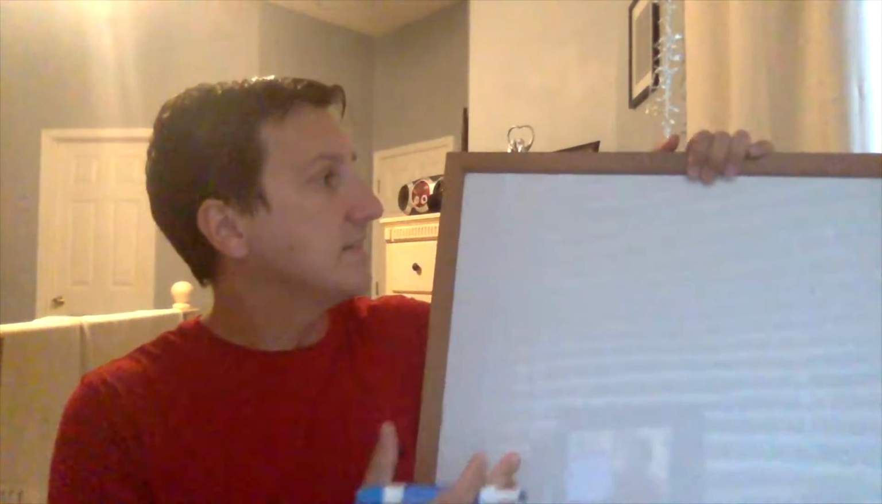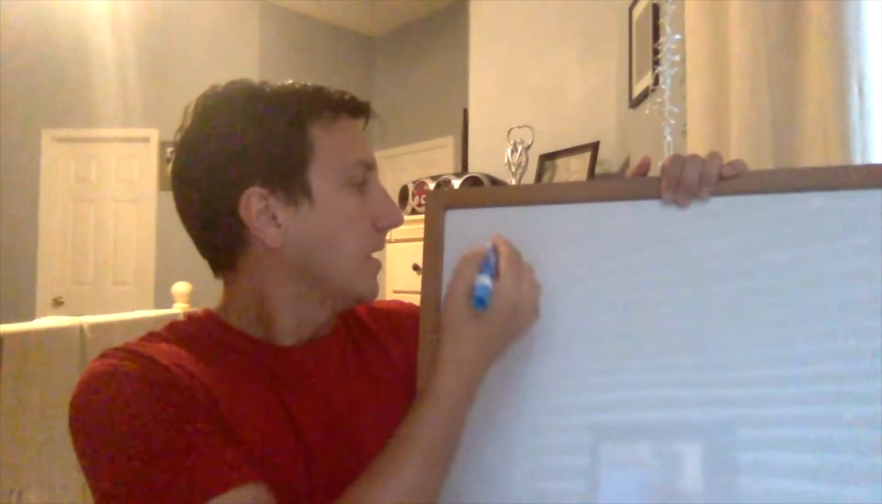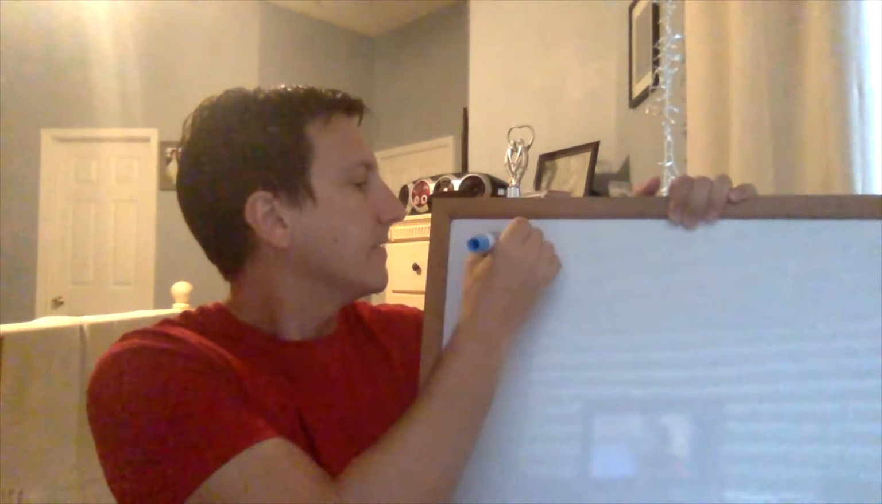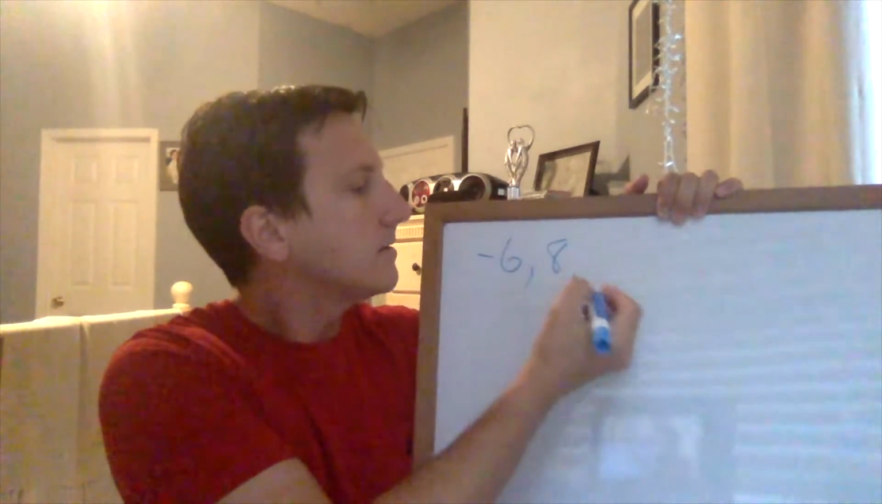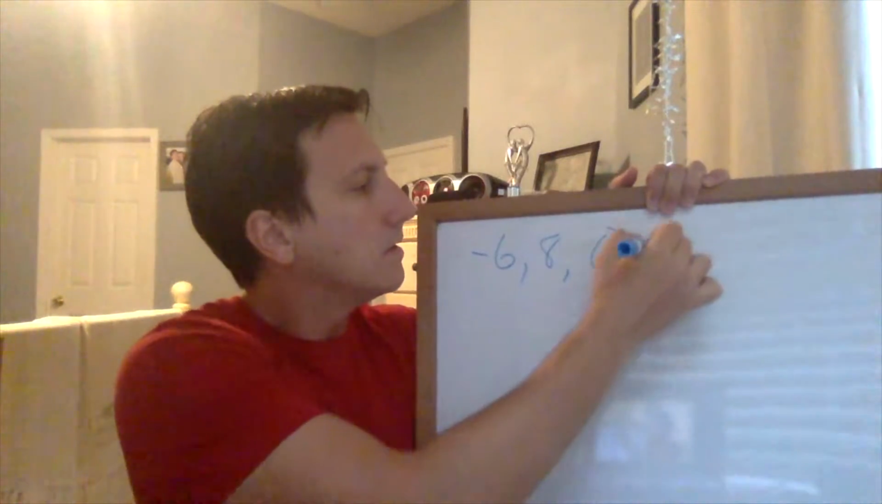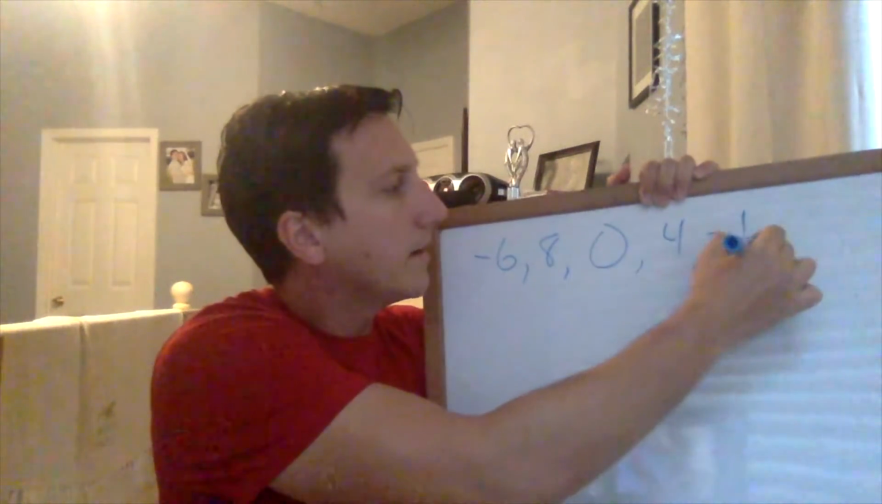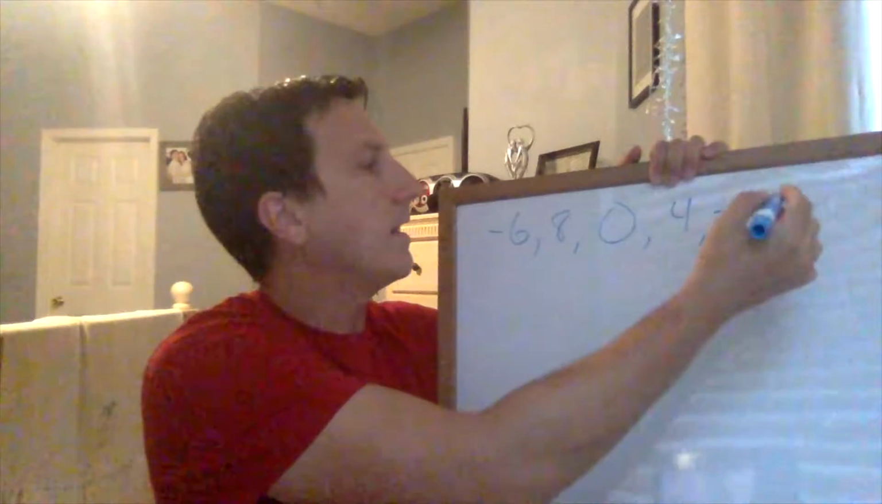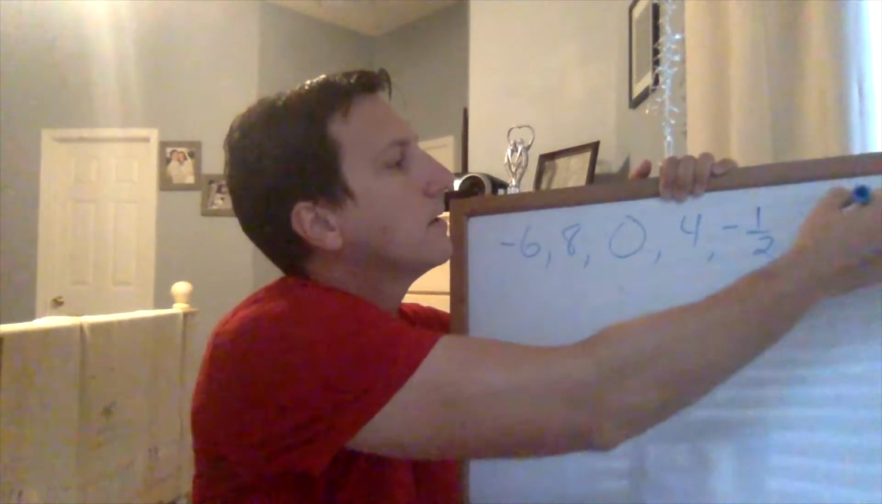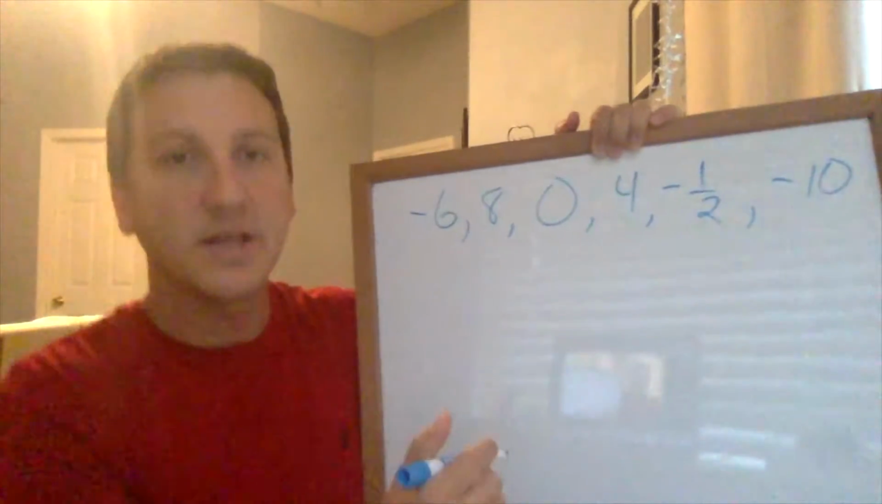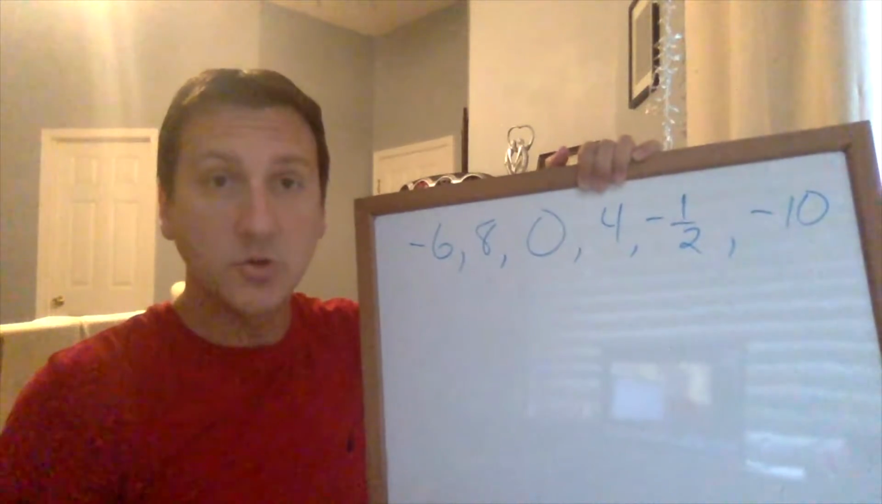So the first thing you're going to need to know is ordering positive and negative numbers from smallest to greatest. So for instance, you'll be given a set of numbers. Let's say it's -6, 8, 0, 4, -1/2, and -10. Okay, so you'll be given a set of numbers, and you will have to order them from least to greatest.